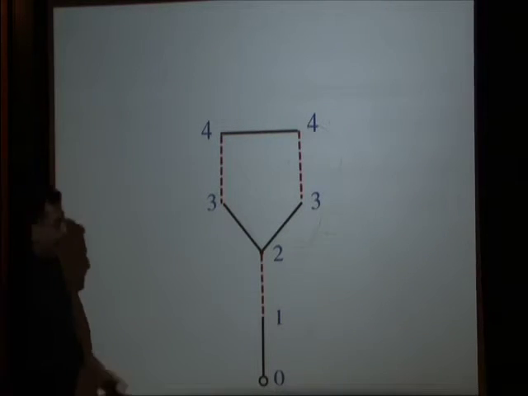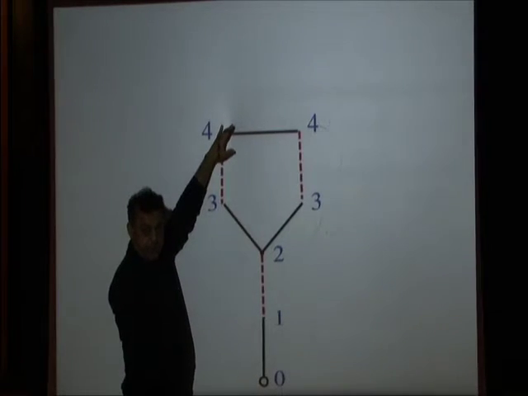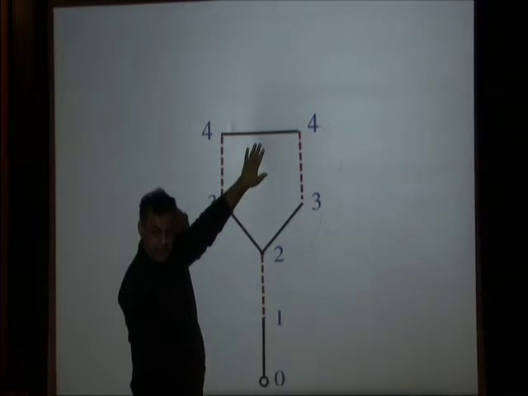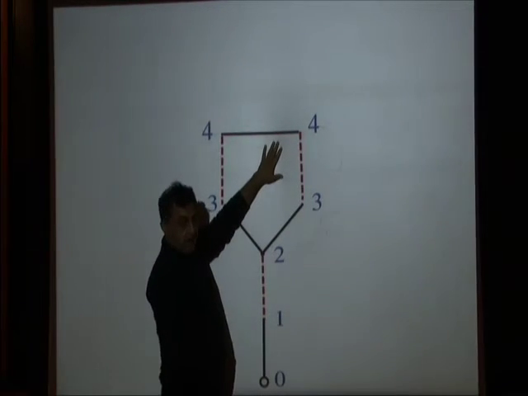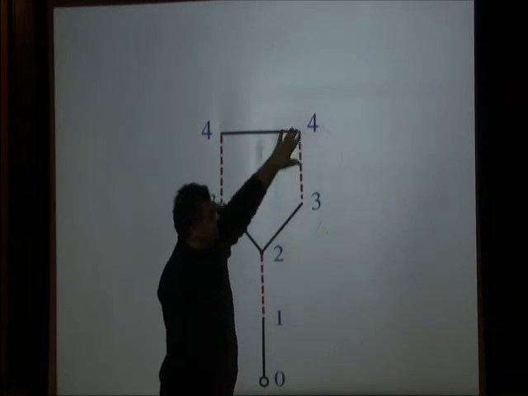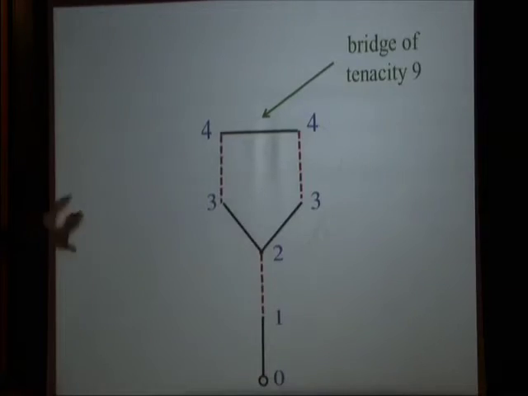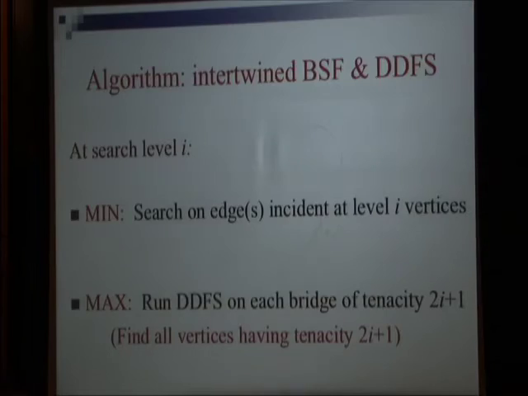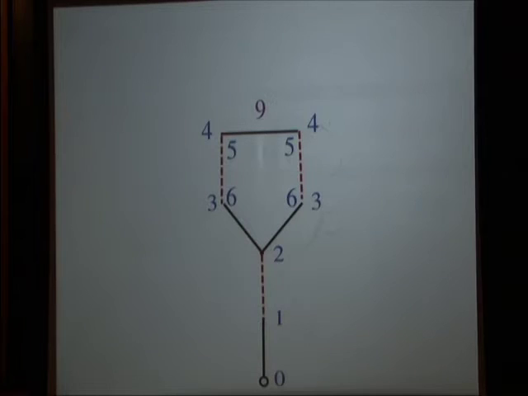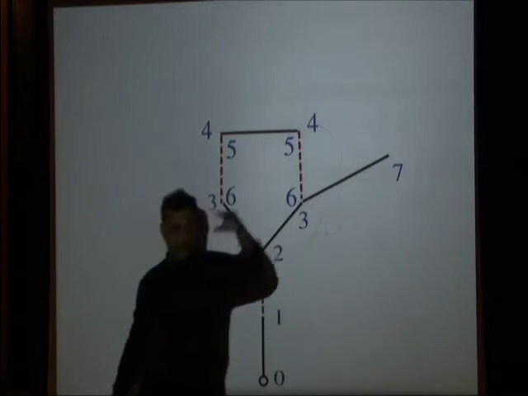Aha! At 4, you find this edge, and you realize quickly that it's not a prop. So it's a bridge, and you know its tenacity already. 4 plus 4 plus 1, 9. So you should do double depth first search on it at what level? 9 minus 1 over 2, 4. So you do the double depth first search at 4, and you give max levels to these vertices. And that way, at search level 6, you can do search on this via the breadth first search step.